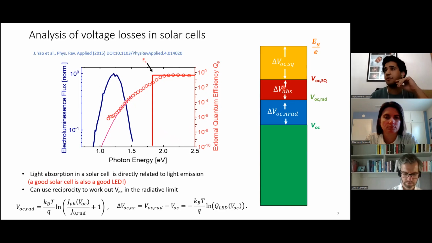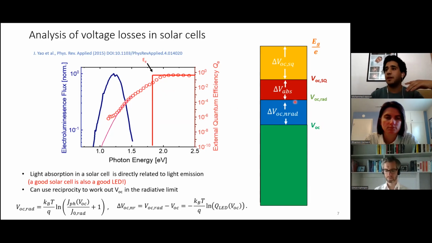So here we can define different open circuit voltage losses. One is the difference between the VOC SQ and the VOC rad, which gives us the losses due to the actual absorption profile of the device. And then the difference between the VOC rad and the VOC gives us the excess losses due to the non-radiative recombination that dominates the recombination process in organic solar cells.